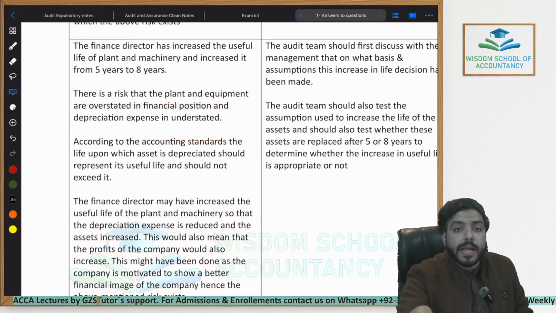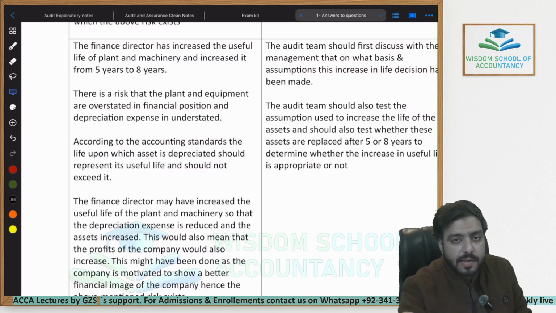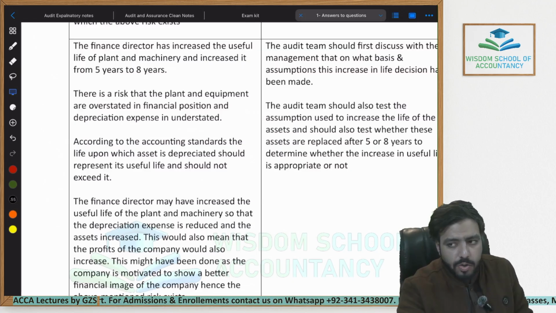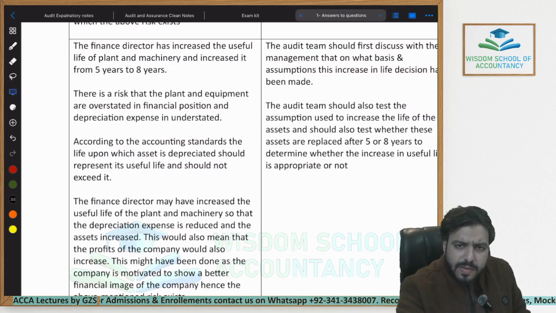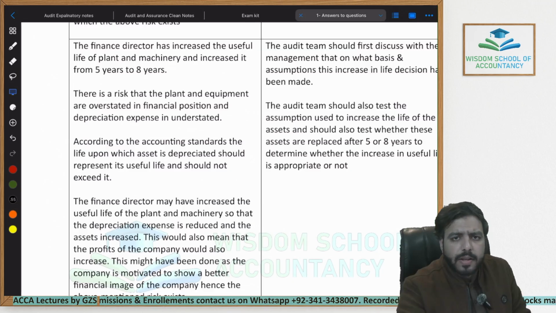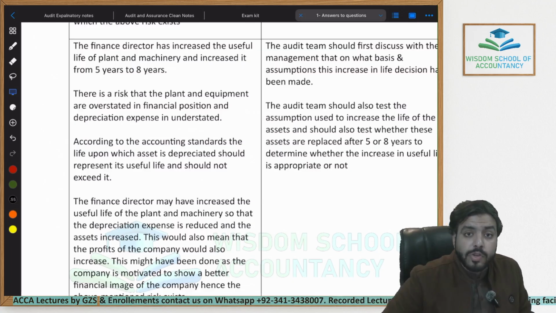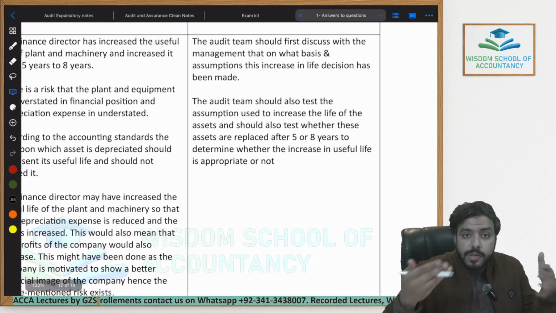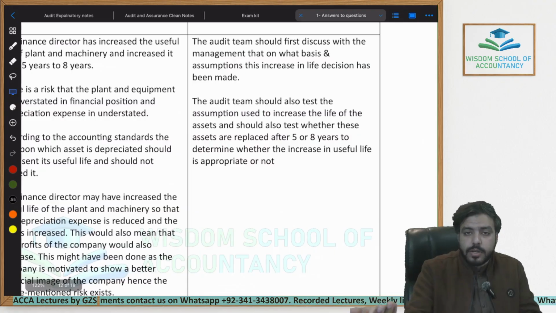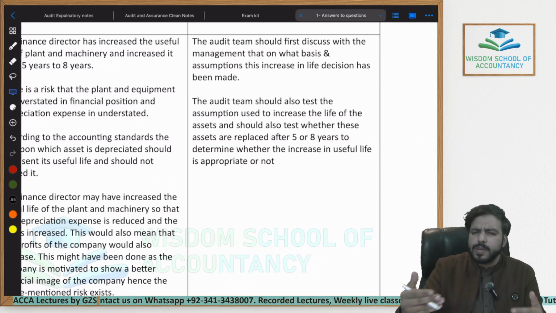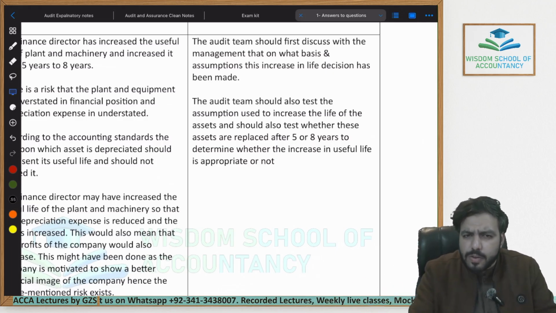So what should be the appropriate auditor's response in this case? The first response is that management is the one who has decided that we want to change the useful life. As auditor of the company, we don't know why the management has changed it. First, we need to get an understanding from the management. Why did you change it? What was the reason behind it? Let us know the reason. If you can't give us a reason, this means you manipulated. So let's discuss it with the management. What is the specific reason? Why did they increase the useful life of the asset?